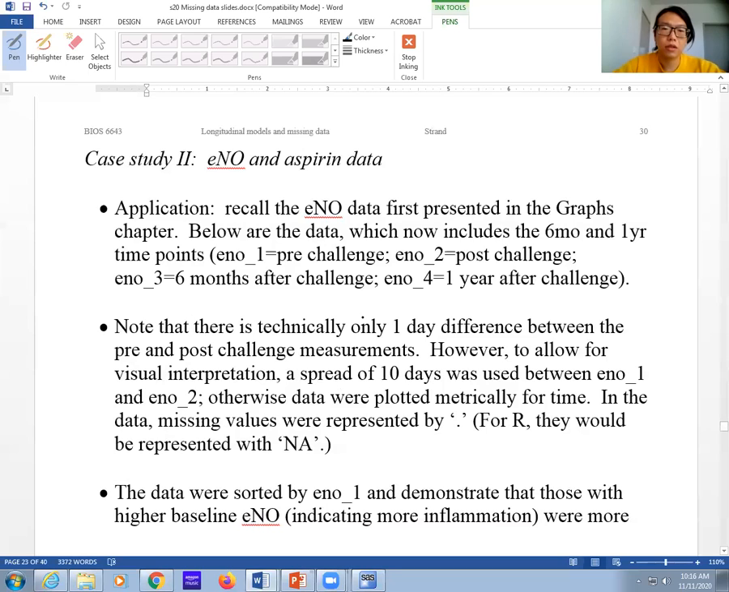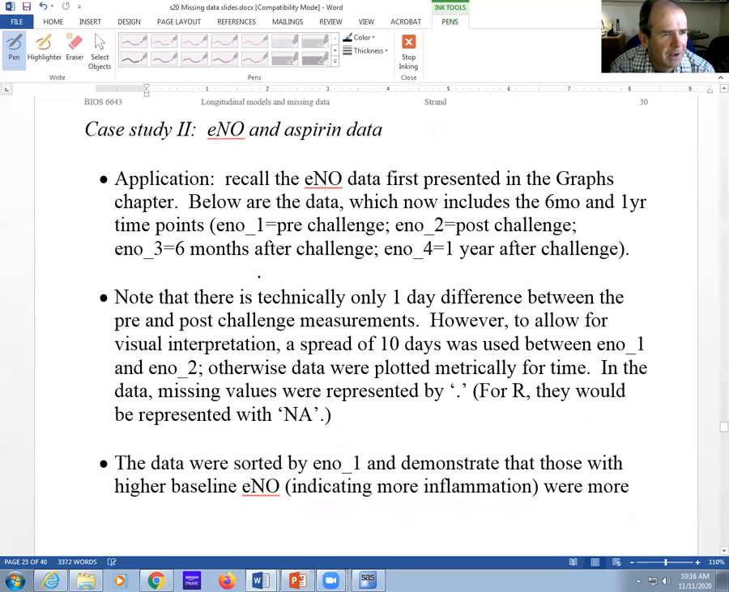There's this other data set I have. Am I sharing this on my screen? You see this ENO slide? Okay, just checking.